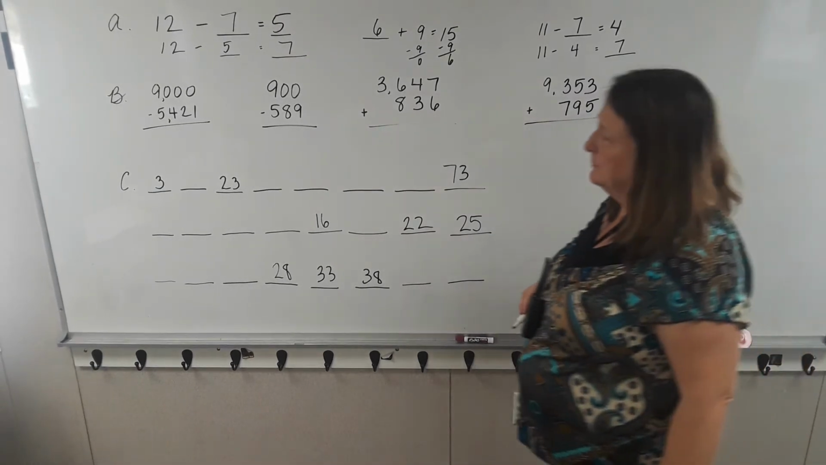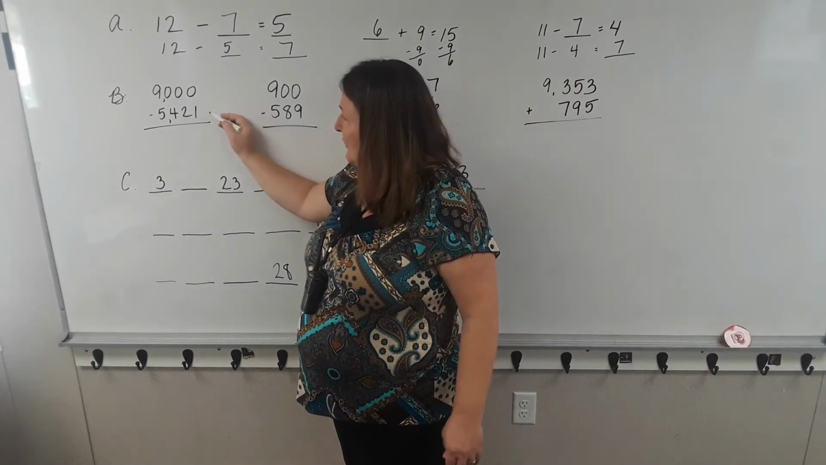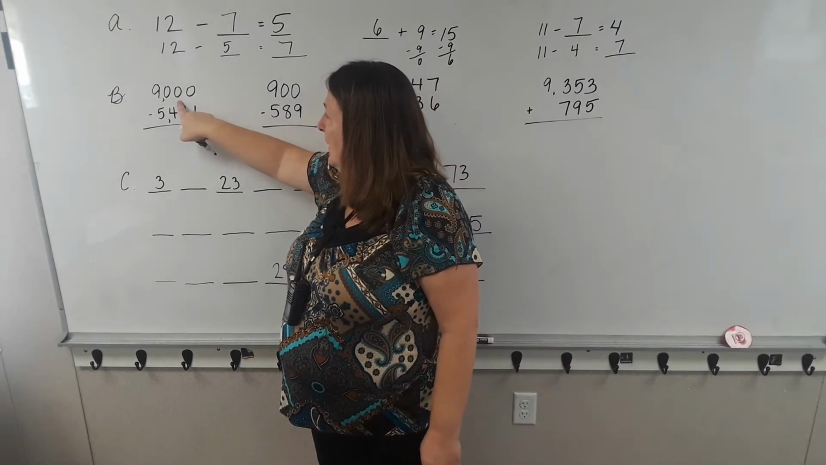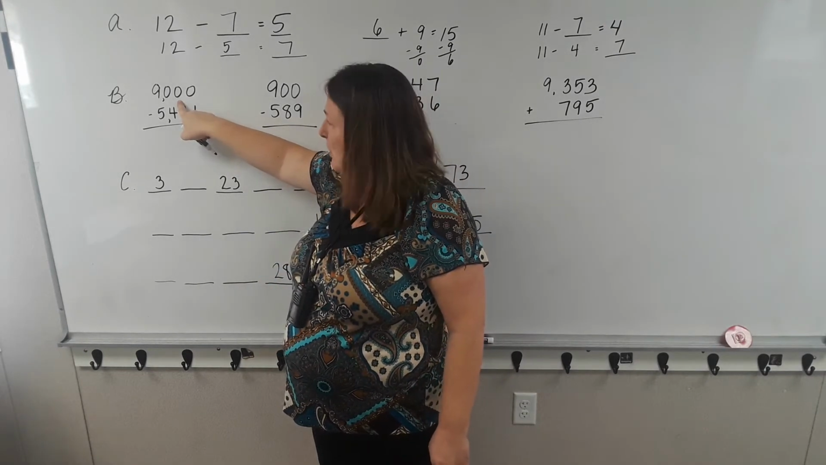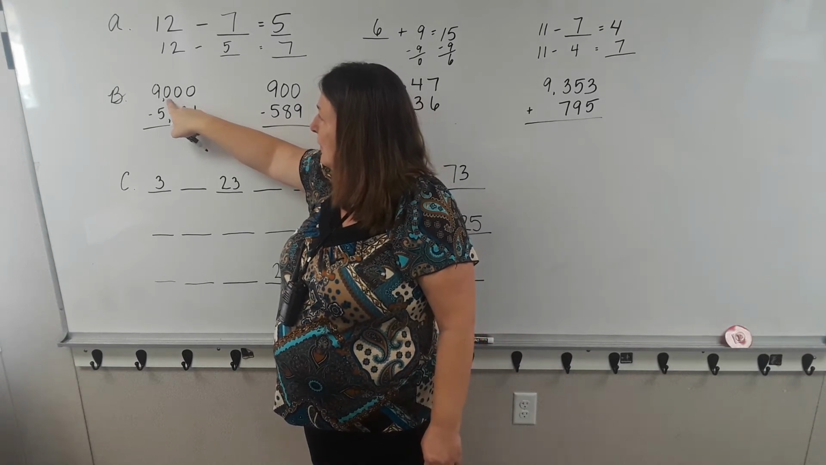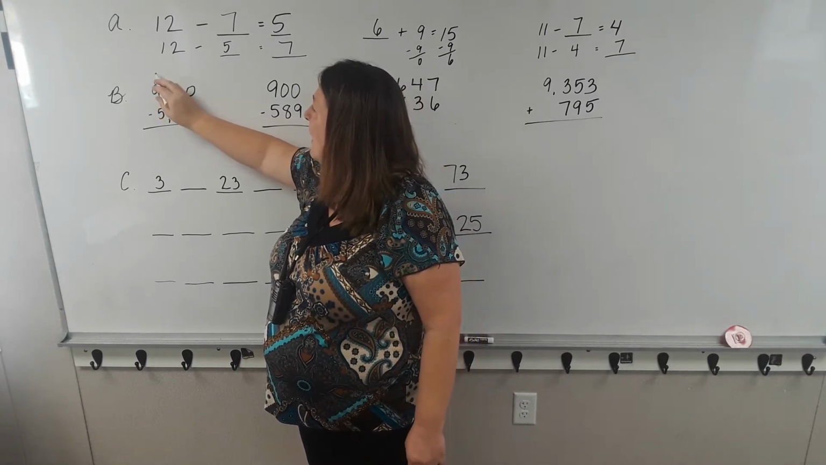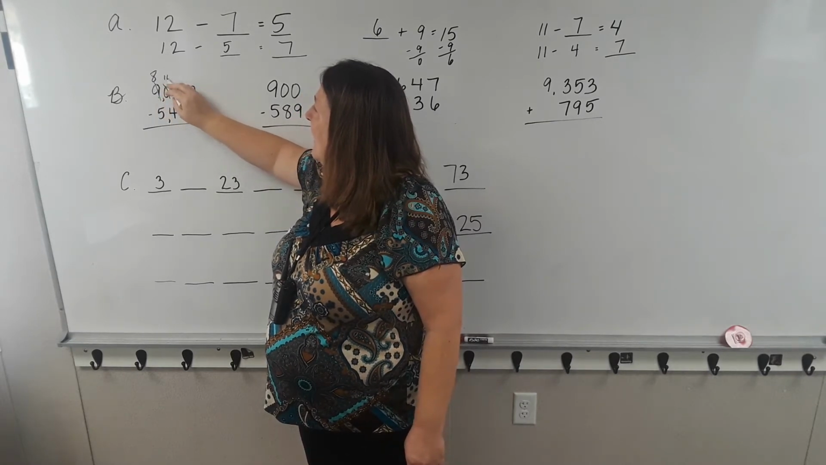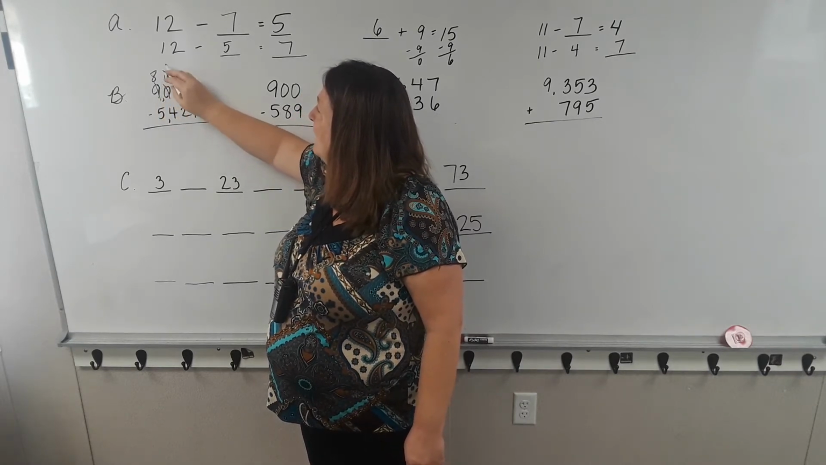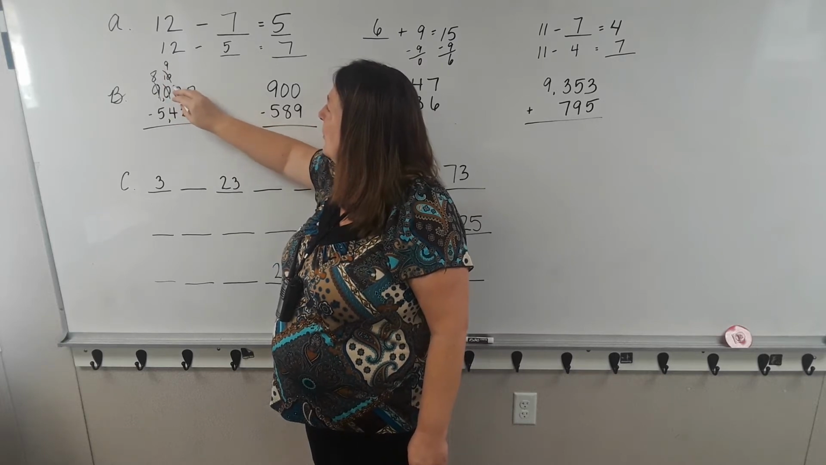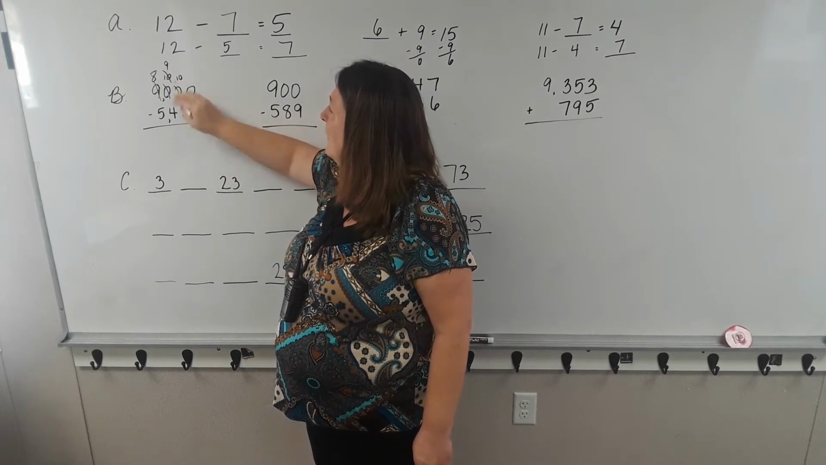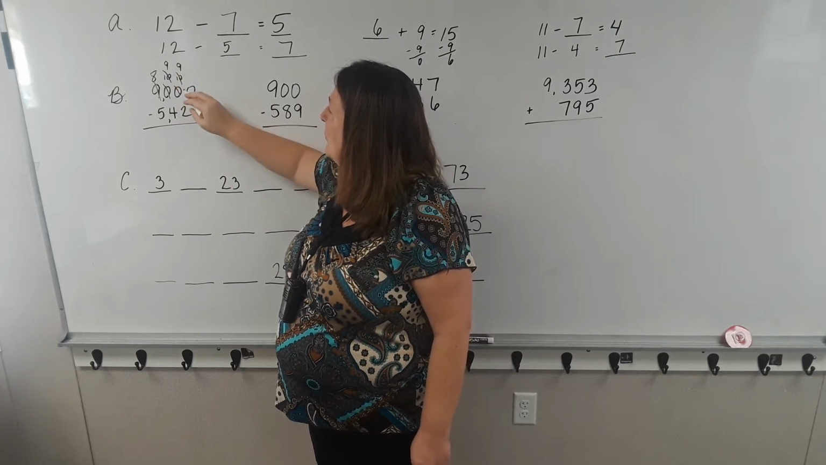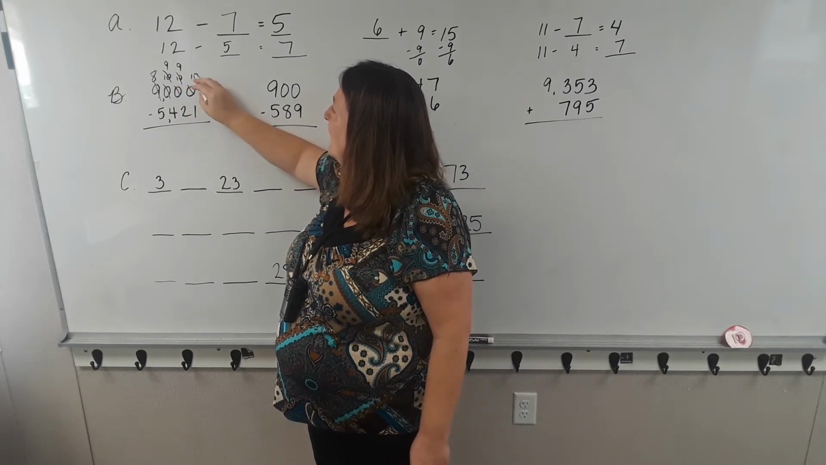Look at letter B. 0 minus 1. Impossible. Borrow from the neighbor. Impossible. You can't borrow from a 0. You can't borrow from this 0 either. So you have to borrow from the 9, make it an 8. This 0 becomes a 10. You have to borrow from the 10, make it a 9 in order to make this 0 a 10.